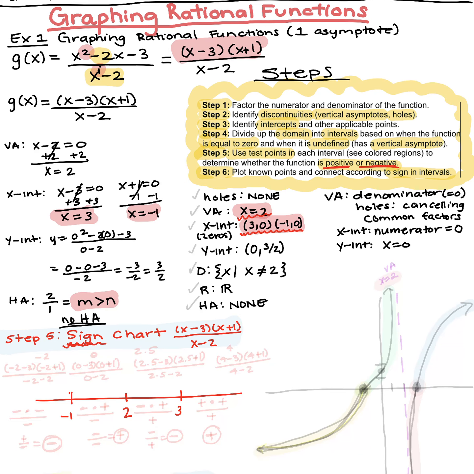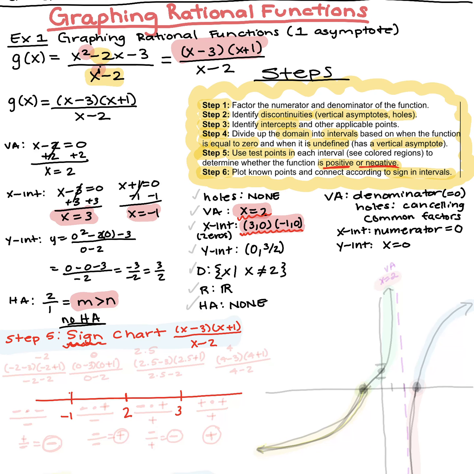So when you're doing a sign chart, include your vertical asymptotes and your x-intercepts, so you can find this correctly. What you have to do now is pick values that are greater than and less than, between all of these values.